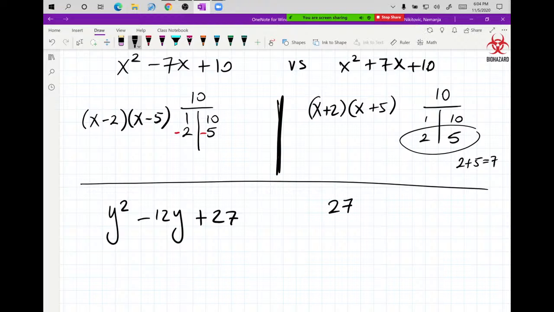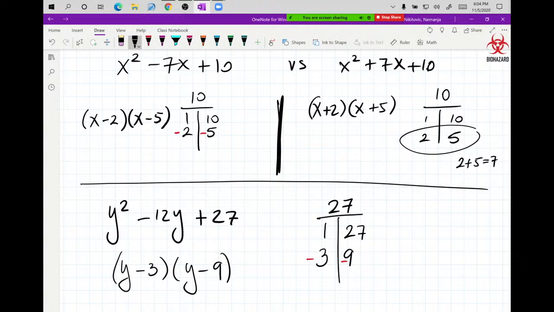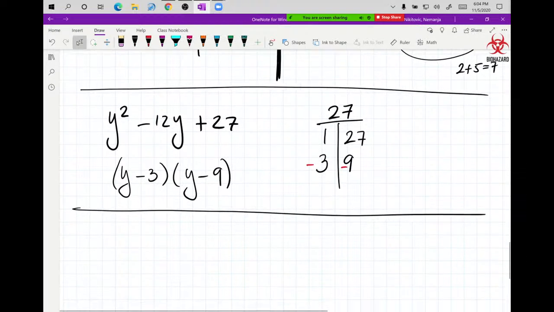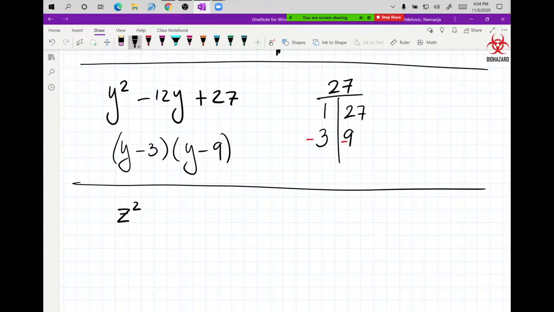So we have a 27 over here, and that's going to factor into 1 and 27. 2 doesn't divide. 3 and 9, and we already see the 12, so that's yay. 4, 5, 6, nothing else works. Now, since I need negatives there, both of these need to be negative, and I have y minus 3 and y minus 9. So this chart makes it a joke, right? It's a cool thing. All right, z squared minus 13z plus 40.